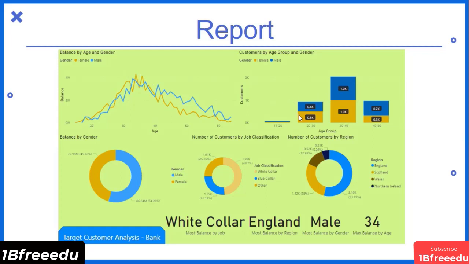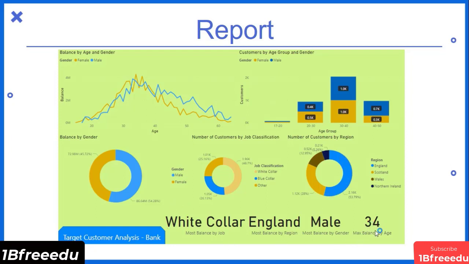If we talk about the age group and gender, so 20 to 40 is the age that is giving us the most balance, and 30 to 40 is actually the ones that are giving the most balance, with an equal distribution between the male and the female customers. And if we talk about the gender, so male are giving more balance in contrast to the females. If we talk about the job classification, then most of the customers are the white collar workers. So this is the category which we can target the most, and most of our customers come from England.